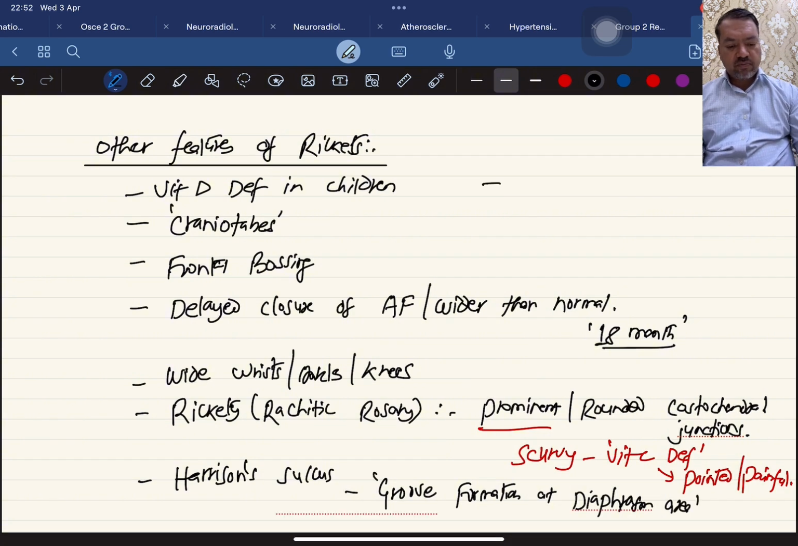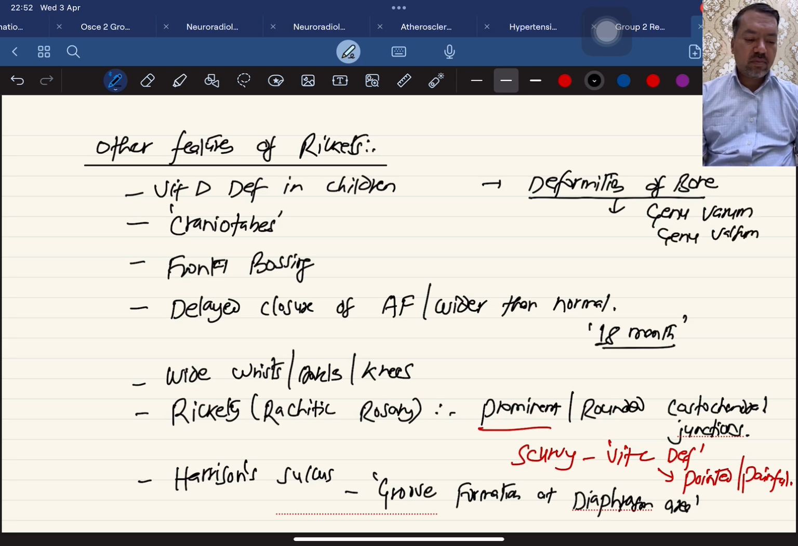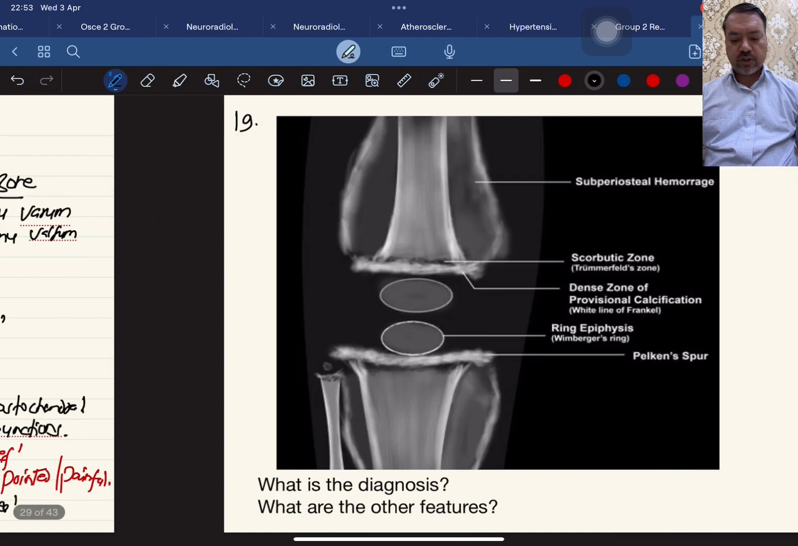And another is deformities of the bone. One of the important examples we already saw in the previous slide, that is genu varum and genu valgum. Varum means bow leg, valgum means knock knees. And then multiple fractures. Multiple fractures can also occur. If you know this much information, most of the questions are covered from here. Okay, now let's move on.